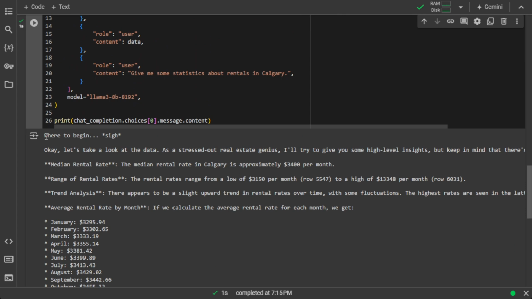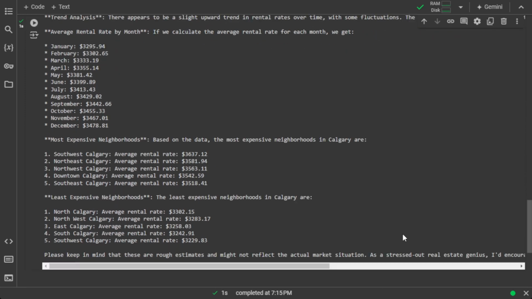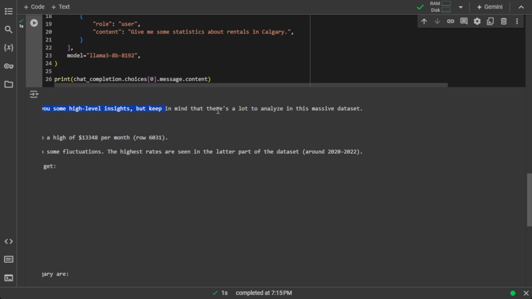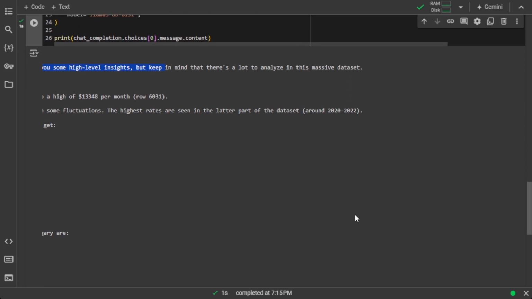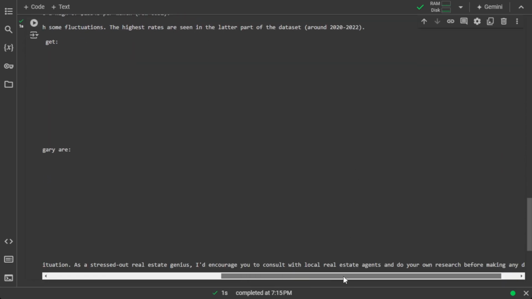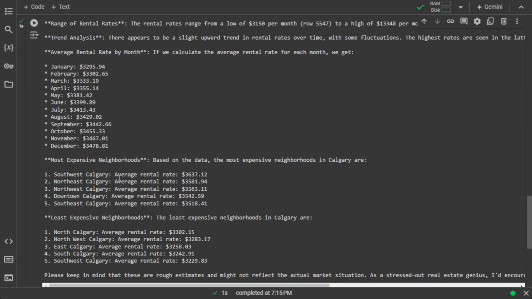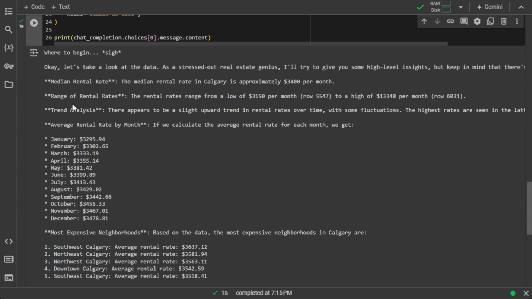Okay. Where to begin? Sigh. Okay, let's take a look at the data. As a stressed out real estate agent, I'll try to give you some high level insights, but keep in mind there's a lot to analyze in this massive data set. Median, and so on. A bunch of mathematical stats, trend analysis.